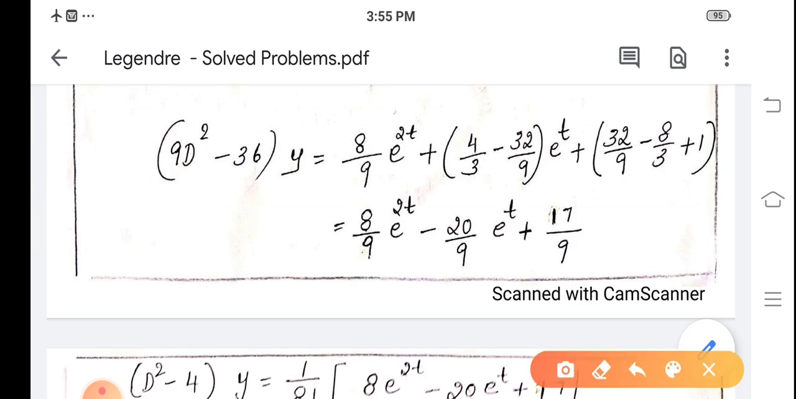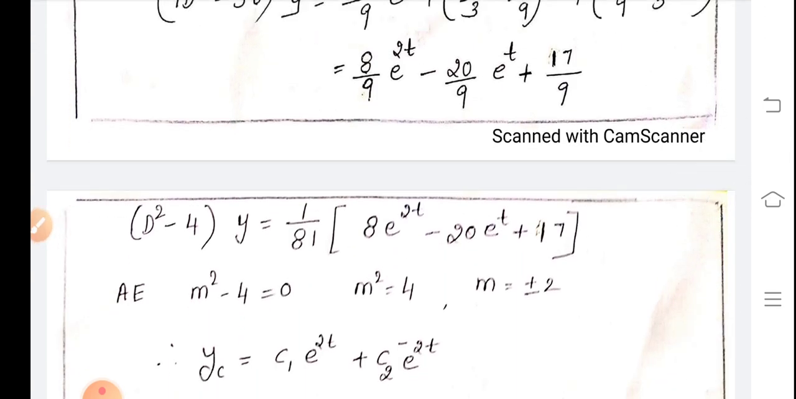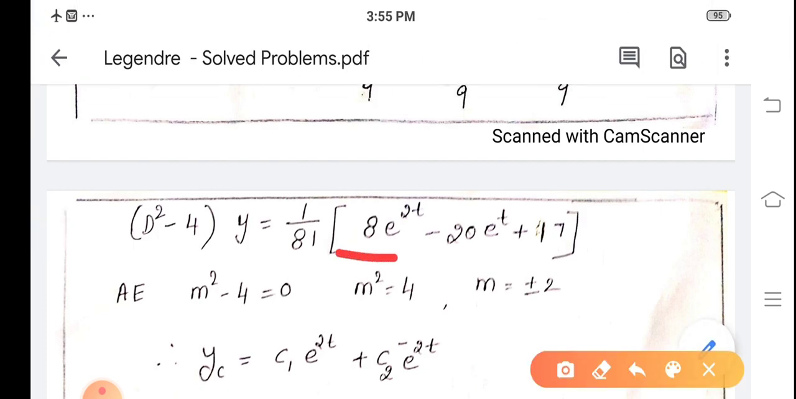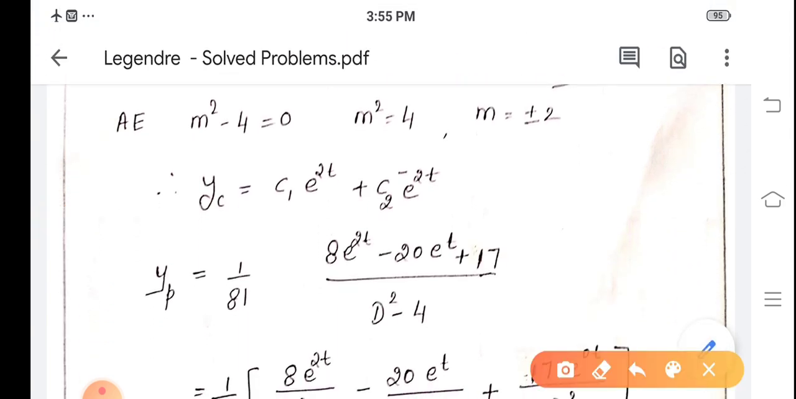In the left hand side we have 9D² − 36. Here we can observe 9 is common. So if you take 9 common, it will be 9(D² − 4). In the next step we write it as (D² − 4) y equal to 1/81, so that the 9 is shifted to the right hand side, into (8e^2t − 20e^t + 17). And we write the auxiliary equation as m² − 4 = 0, or m² = 4. Then we get the roots m = ±2.